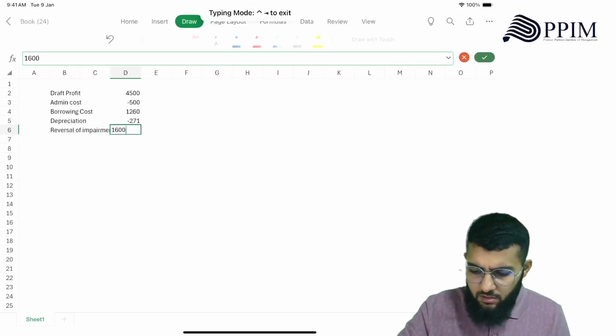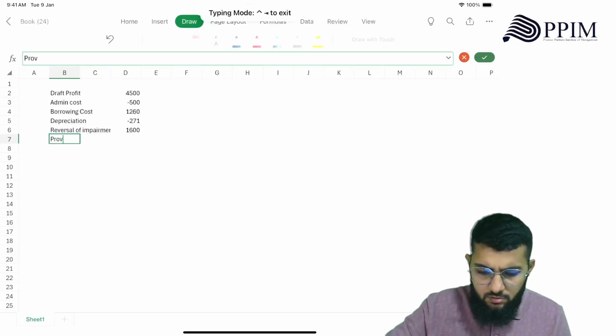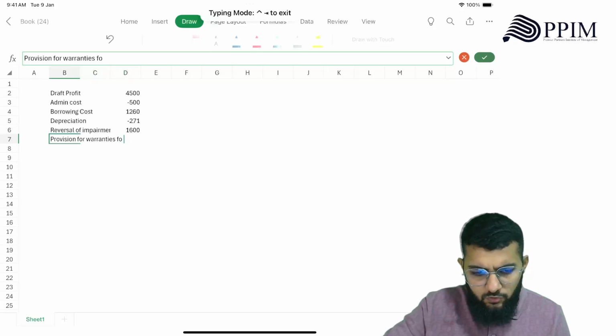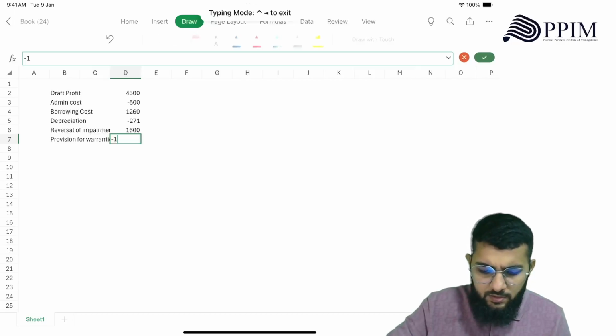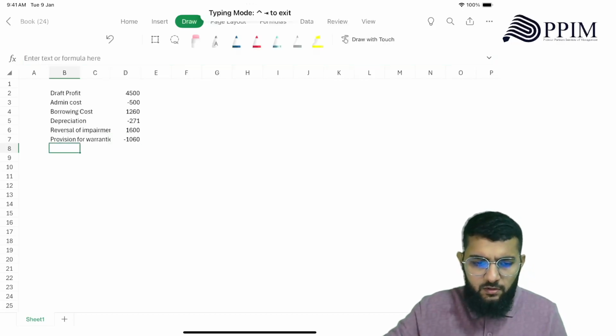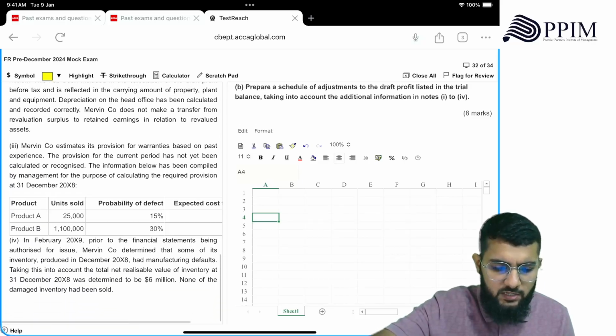And then provision for warranties for the year 1,060. Give me a second. Let's do the final note and I'll tell you the marks breakdown, right?